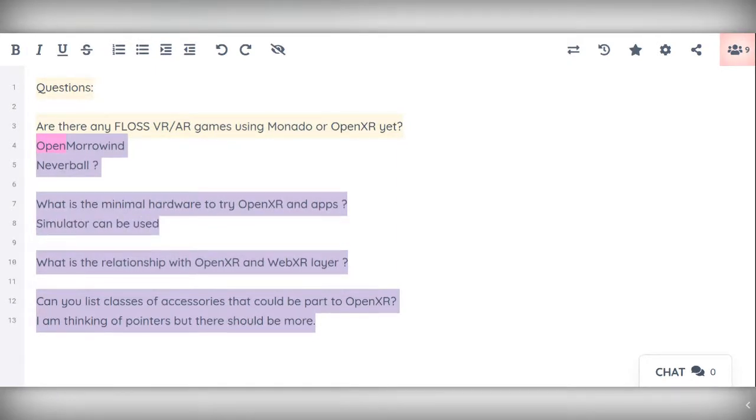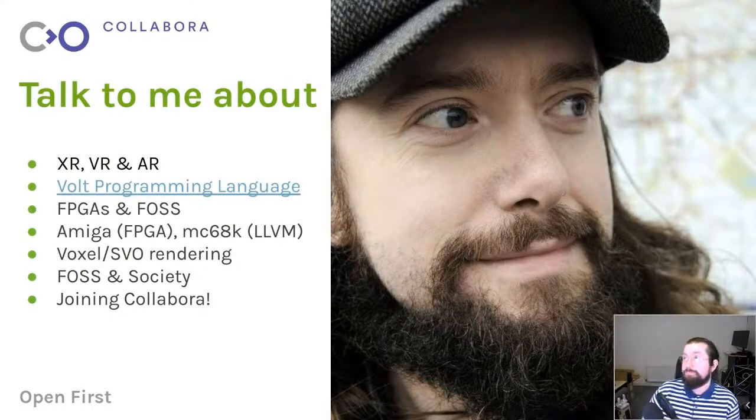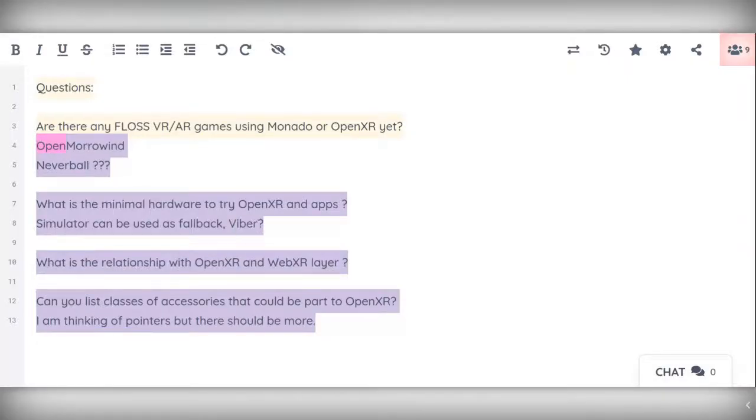Okay. What is the relationship with OpenXR and WebXR layer? So WebXR is a different standard, and they were made at the same time, but at different sites. WebXR runs on top of OpenXR, so Chrome implements its WebXR layer with OpenXR. So in the simplest terms, WebXR runs on top of OpenXR.